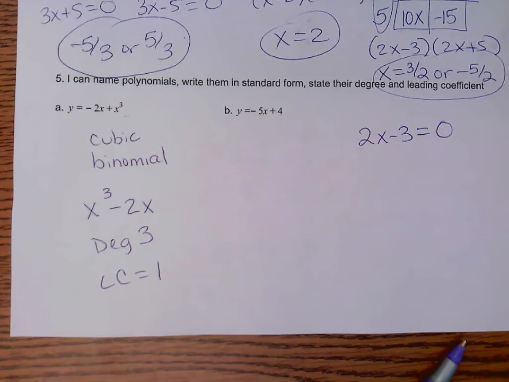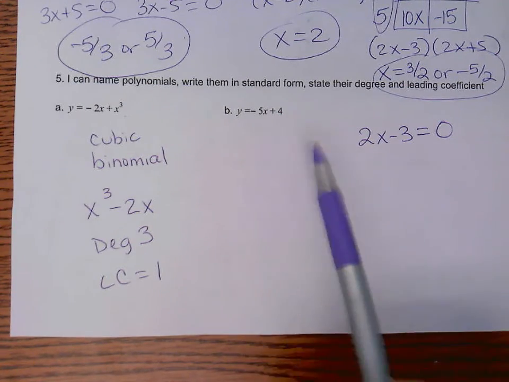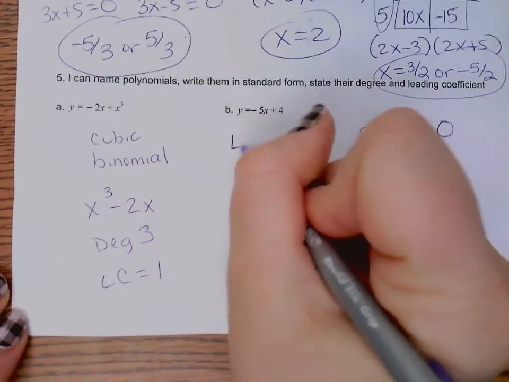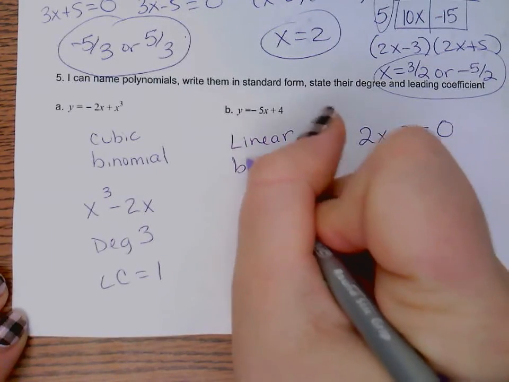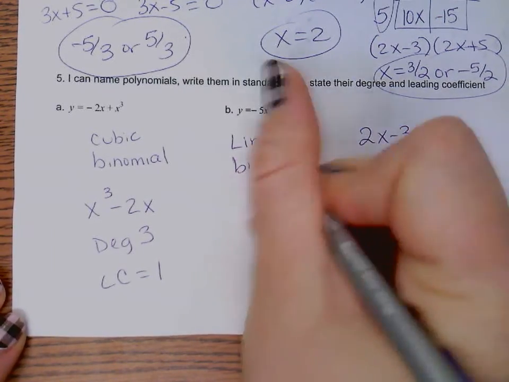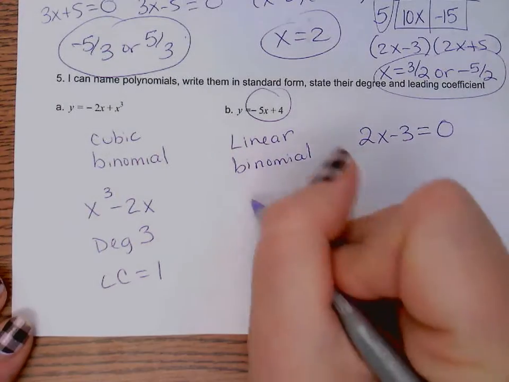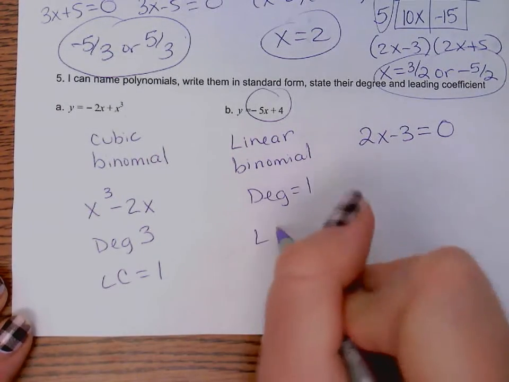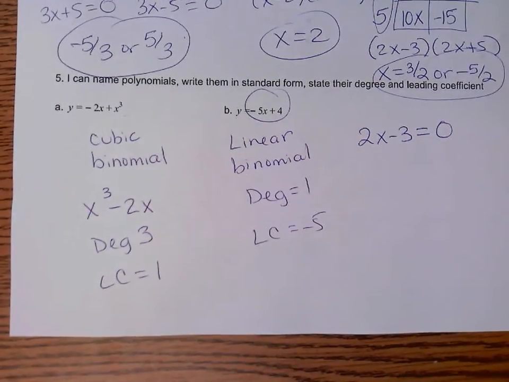And so the last one is just a linear function, right? So this one's a linear, I guess I made it a binomial again. It's already in standard form, and the degree is just 1 this time, and the leading coefficient -5. So maybe number 5 is actually easier than some of the other things that you had to review. Yeah. Did you have a question? Okay.